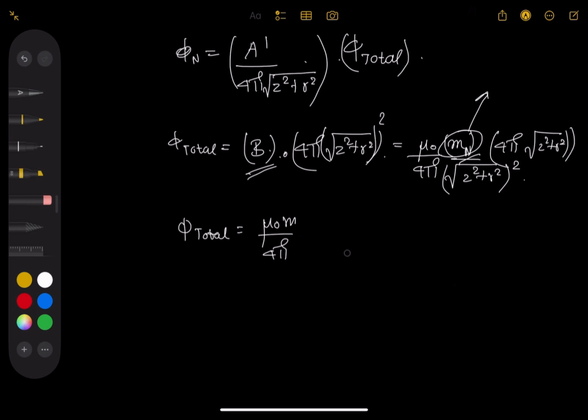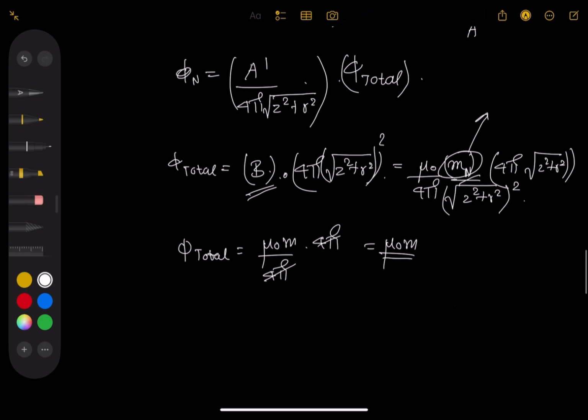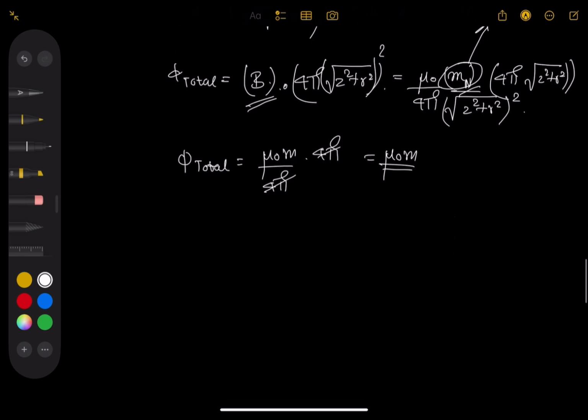Actually, these things are going to be cancelled. Mu naught m over 4 pi times 4 pi again, those things cancel. It's basically just going to yield mu naught times m. And using the relation that the magnetic moment is given as the number of turns divided by L times dx times I times A, and also given as the pole strength times dx, we may basically just translate that.